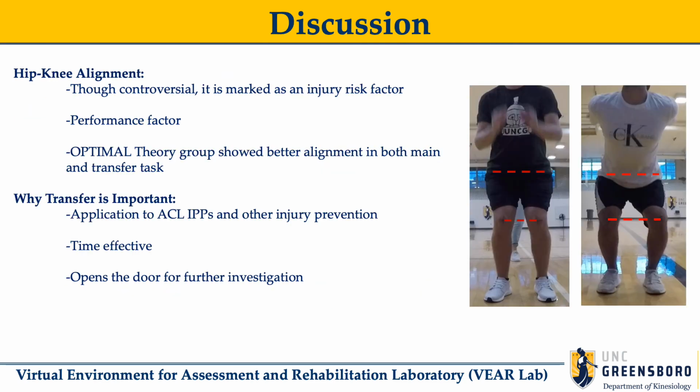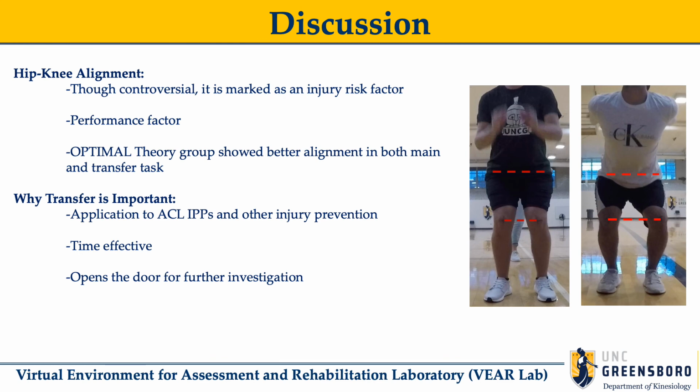To conclude, while hip-knee alignment is somewhat controversial, it is still marked as an ACL injury risk factor. It is also considered to be a performance factor. Using the optimal theory and instructions given, participants improved hip-knee alignment better than the control group. An important aspect of the study was the transfer piece.